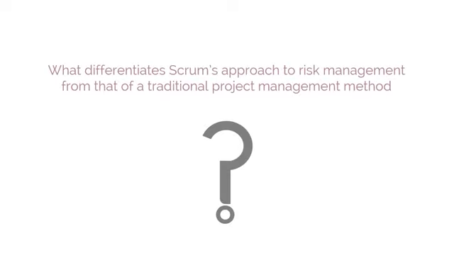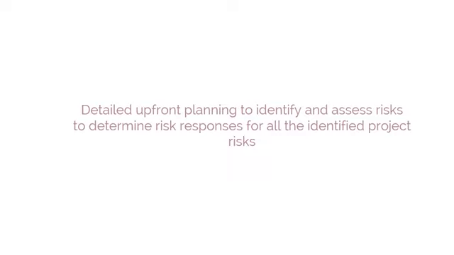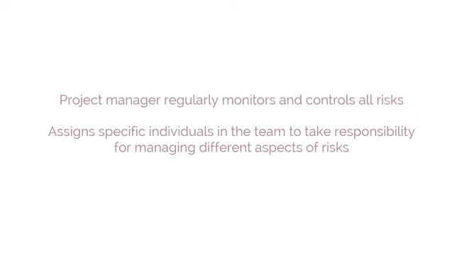Then what differentiates Scrum's approach to risk management from that of a traditional project management method? Let's have a look. In traditional project management methods, the emphasis is on detailed upfront planning to identify and assess risks as well as to determine risk responses for all the identified project risks. During project execution, any project team member can identify risks and the project manager or the project management office or project support staff can update them in the risk log or risk register. The project manager regularly monitors and controls all risks and usually assigns specific individuals in the team to take responsibility for managing different aspects of risk.